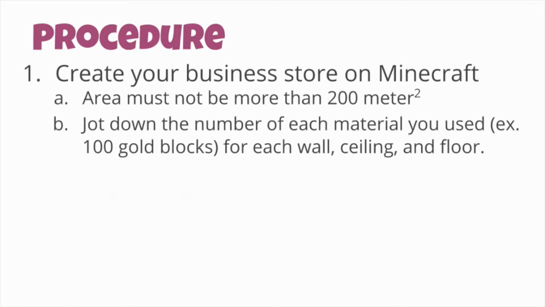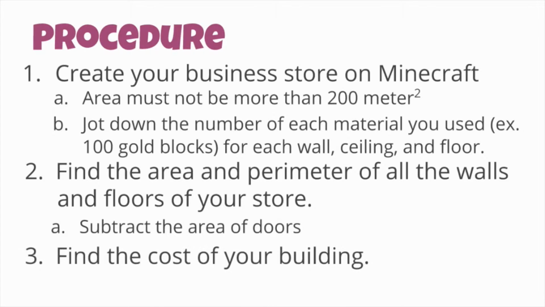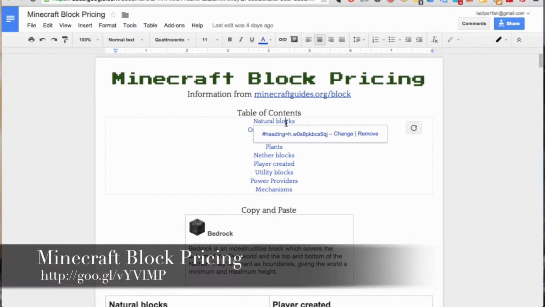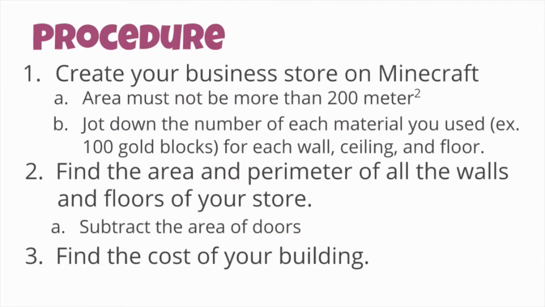A store bigger than that would take too much of the unit and classroom time. After building their Minecraft store, students need to find the area and perimeter of all the walls, floors, and ceilings. Next, they found the cost of each wall, floor, and ceiling, and then added them up to find the total cost of building their store. They used this document to find out the cost of each material. Finally, they added this cost with the inventory cost and provided their total amount to their investor. It's important to note that this part also allows students to practice multiplying multi-digit numbers.